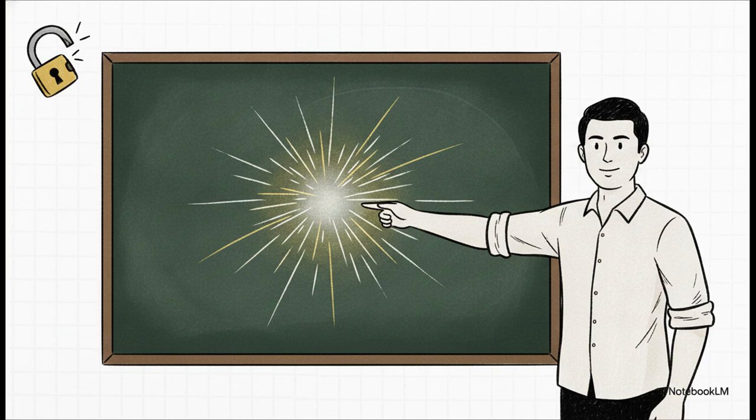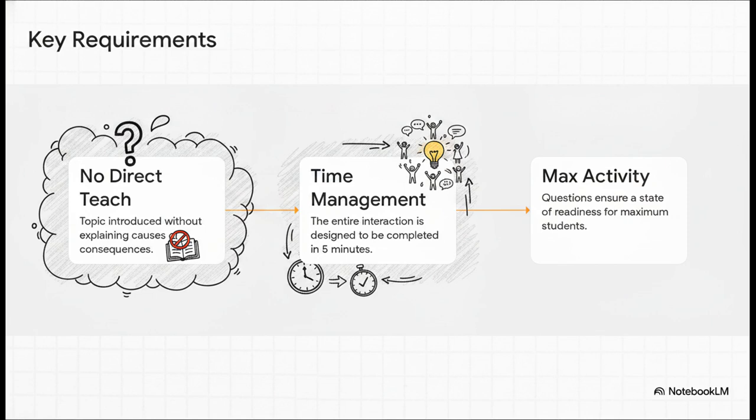And immediately after stating this aim, the teacher turns to the blackboard and writes the title clearly in the space that was previously left blank. The suspense is resolved, and the objective is officially locked in. What's really mind-blowing here are the strict requirements this procedure followed, as listed in our source material. Number 1, no direct teaching. The teacher introduced this massive topic without explaining a single cause or consequence yet.